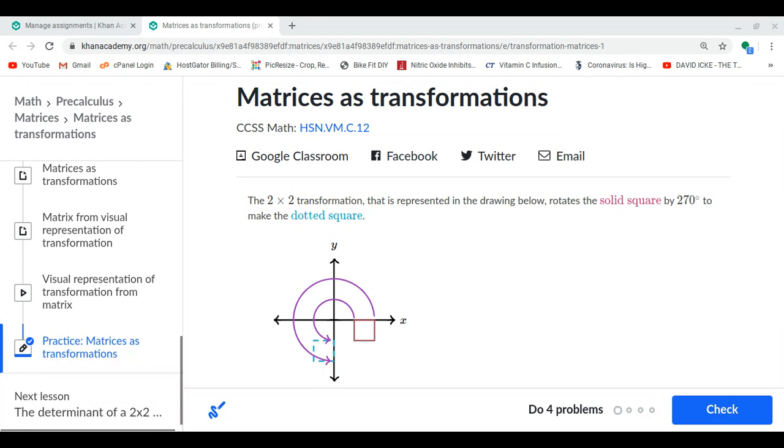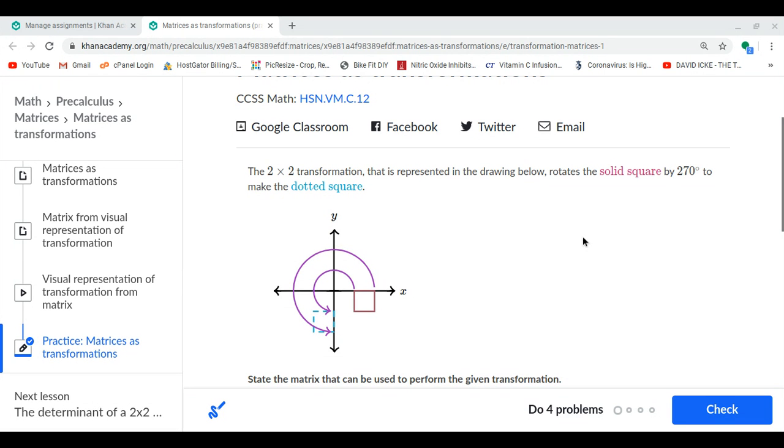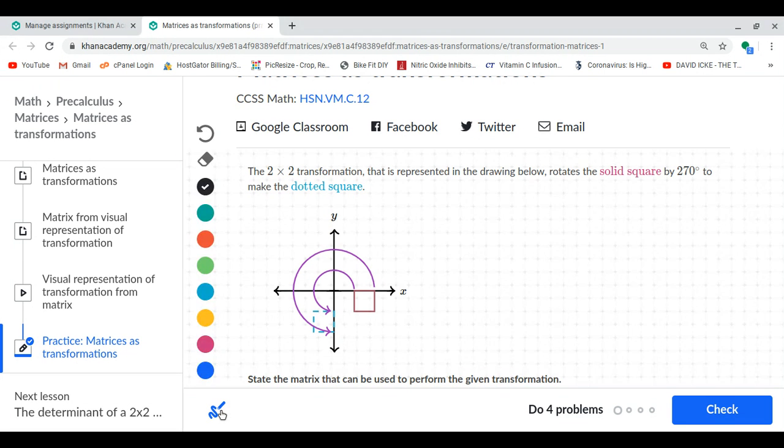So let's take a look at this first problem. It says the 2 by 2 transformation that is represented in the drawing below rotates the solid square by 270 degrees to make the dotted square. Okay, so let's remember the general form of a rotation.